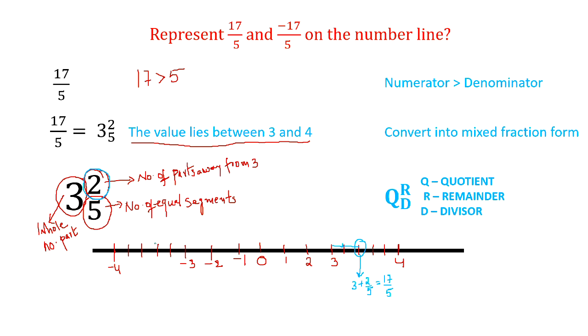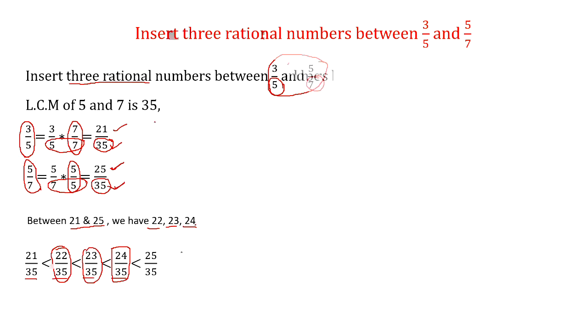In the same way, let us represent -17 by 5. So this is 2 parts away. So this is our -3 -2 by 5, which is -17 by 5. Let us look at the next question.